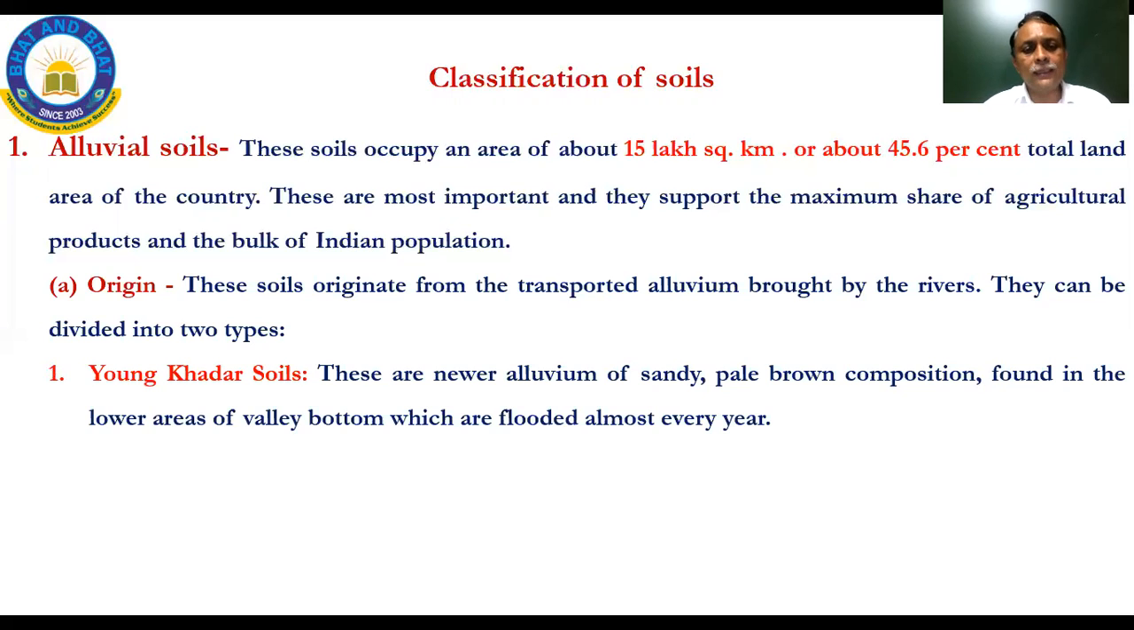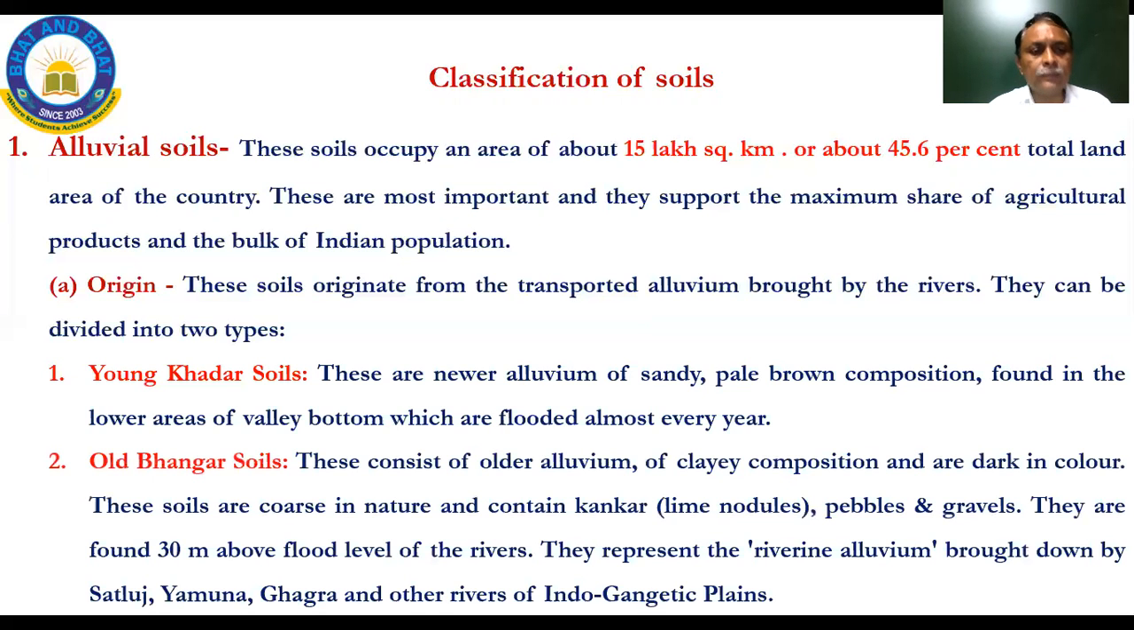Young khadar soils. These are newer alluvium of sandy, pale brown composition found in the lower areas of valley bottom, which are flooded almost every year. Now, every year this keeps depositing. So that is why, between what gets deposited this year and what is there in the previous year, there are these 2 types. So first is the young khadar soil. The second one is old Bangar soils. This classification is there only in the alluvial case mainly.